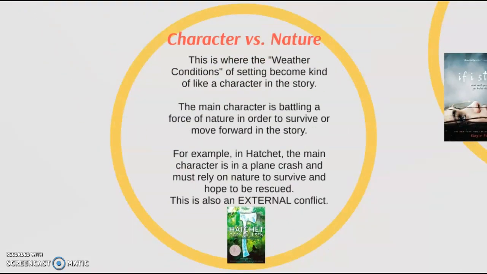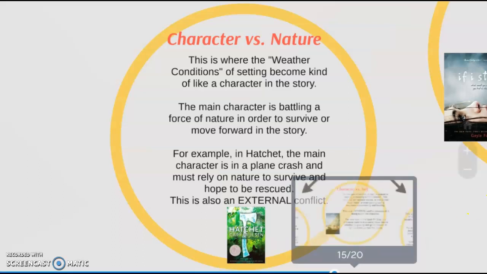Character versus nature. This is where the weather conditions of settings become kind of like a character in the story. The main character is battling a force of nature in order to survive or move forward in the story. For example, in Hatchet, the main character is in a plane crash and must rely on nature to survive and hope to be rescued. This is also an external conflict.